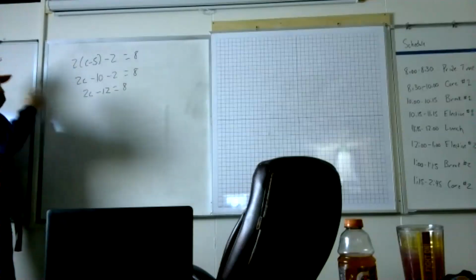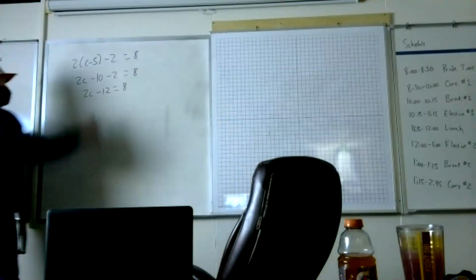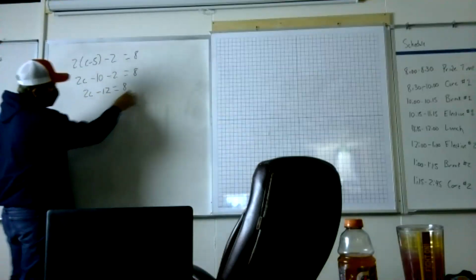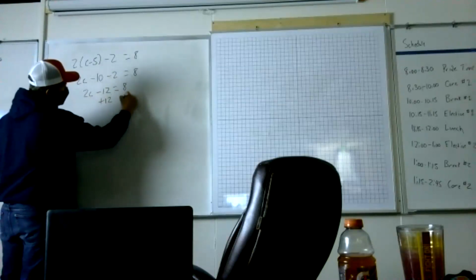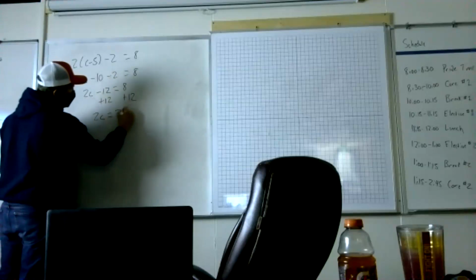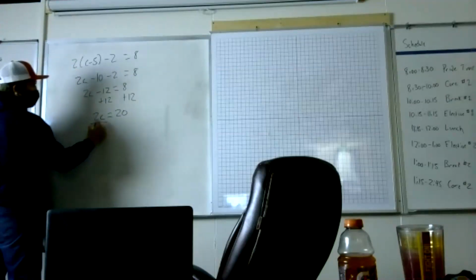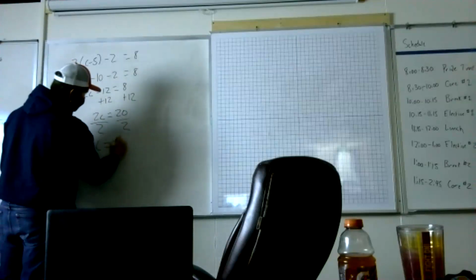Then remember, when solving, we're trying to isolate the variable. So we want to move everything from this side to this side except for C. So we're going to add 12 first on both sides and get 2C is equal to 20. Then we're going to divide by 2 on both sides to show that C is equal to 10.